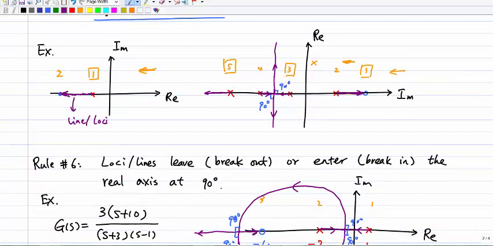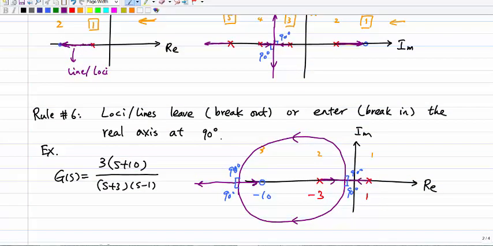Okay, so rule number 6 is exactly trying to answer part of this question I mentioned over here. It says Loci or lines leave, which means break out, or enter, which means break in, the real axis at 90 degrees, which means whenever it leaves this real axis, it's going to be 90 degrees. So this will be 90 degrees, as given by rule number 6, okay?